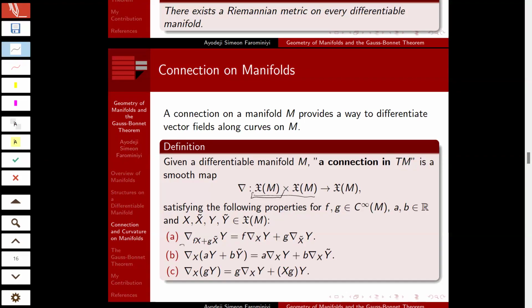For every f, g, the connection ∇_{fX + gX̃} Y is equal to f ∇_X Y, which we can also call the covariant derivative of Y with respect to X, just like we have our usual dY, plus g ∇_X̃ Y. So it's like we are differentiating Y in the direction of fX + gX̃. So it is C infinity linear. Then B, it is also linear in the second component. And finally, it satisfies the product rule as follows. That is connection on a manifold.